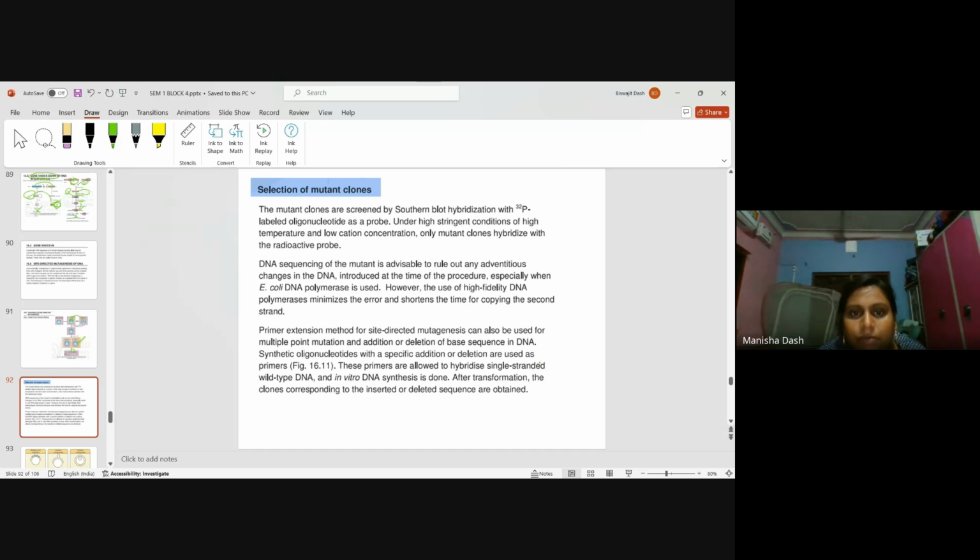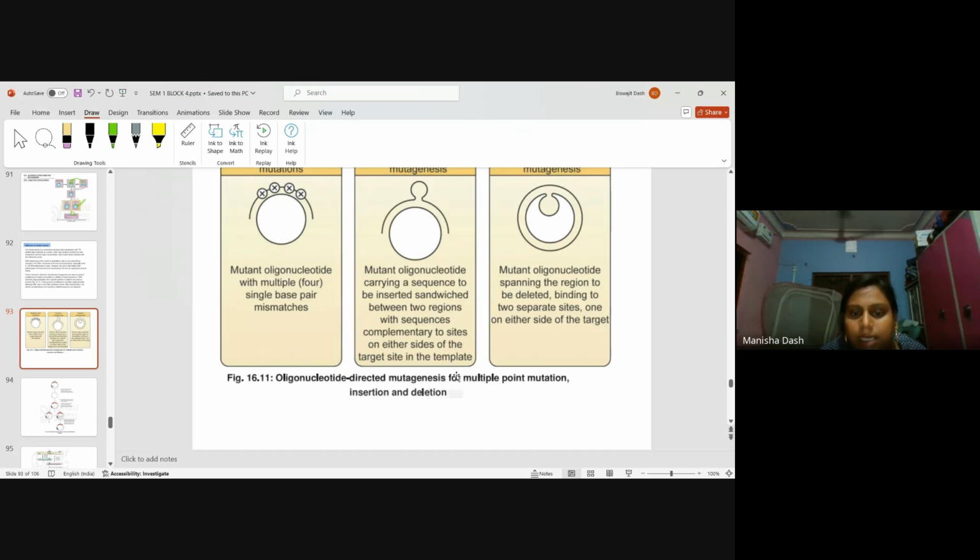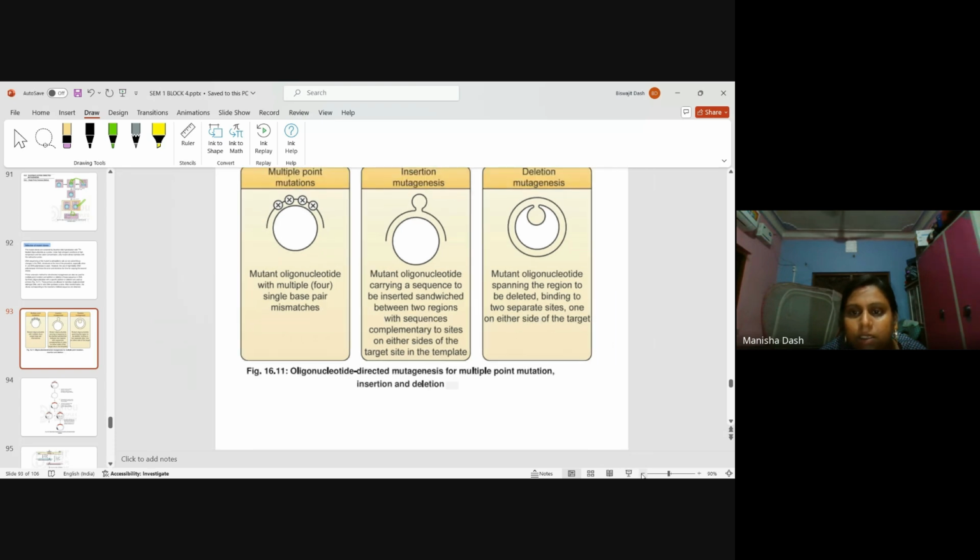Then similarly, for how the mutant is cloned, you can use different methods like the multiple primer method, or you can use the single oligonucleotide method. So this is the multiple point mutation. So many mutations are there. So, a mutant oligonucleotide with multiple or four single base pair mismatches. So you already know what is the sequence of this DNA, and you are creating the mismatch mutations. Okay, so these are the mismatch points. So if they will anneal, that means the mismatch is there.